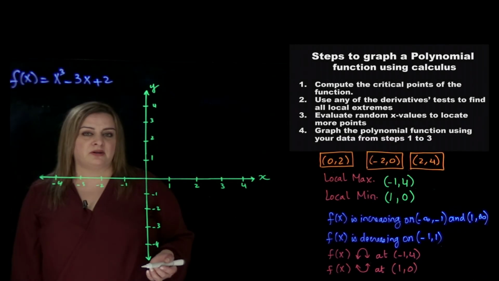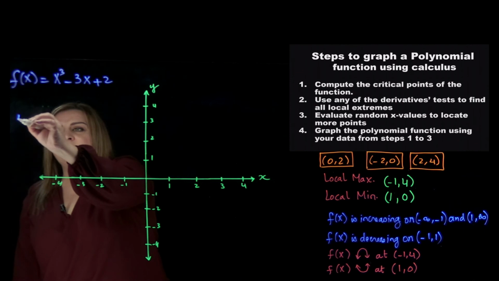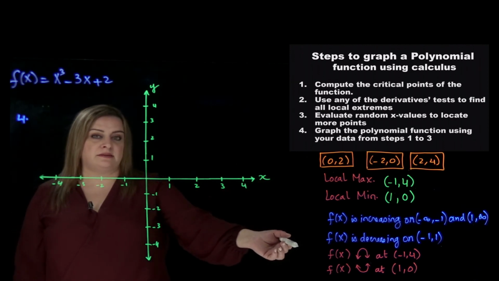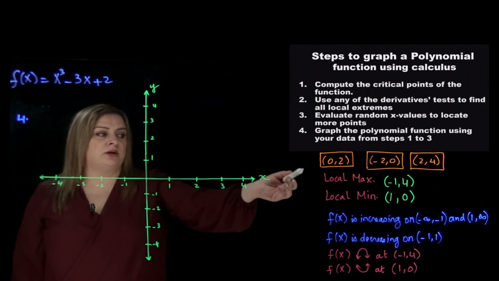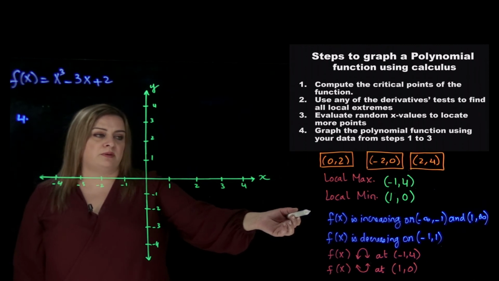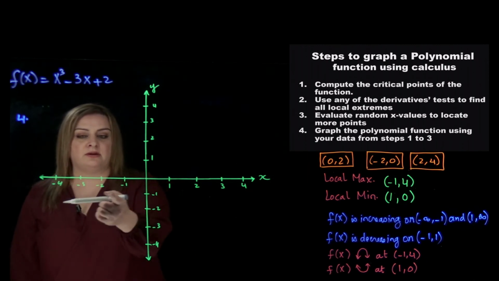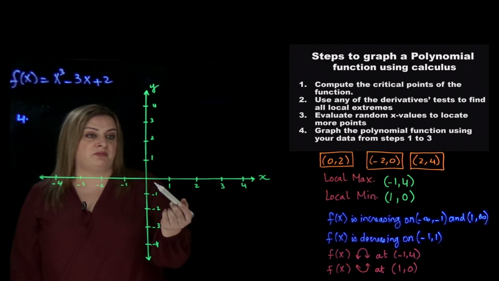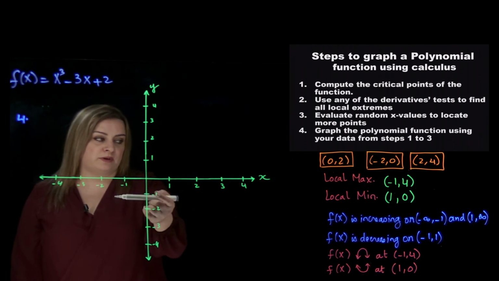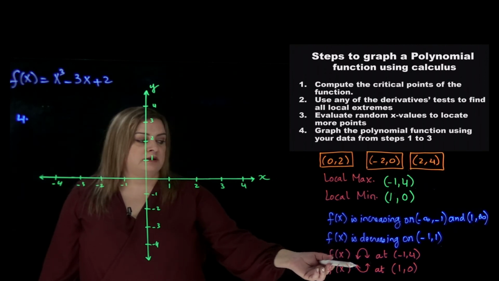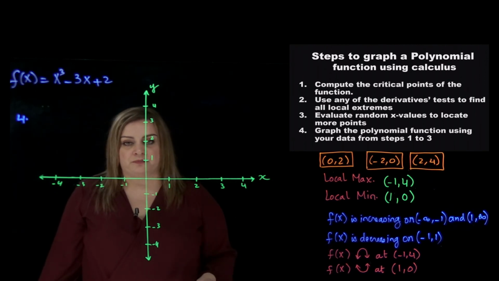We now arrive at the final step, step 4, and step 4 says to graph the polynomial function using your data from steps 1 to 3. Now these are the data we collected. We found points. We found the local max and min. We know that our original function will be increasing on (-infinity, -1), also increasing from 1 to infinity. f of x is also decreasing from -1 to 1. Also, at the local max, f of x is concave down. At the local min, f of x is concave up.